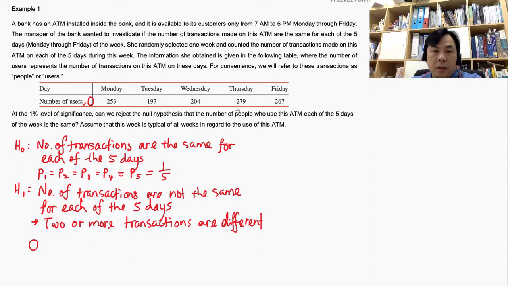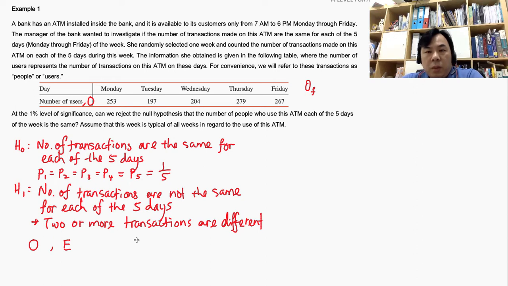Some textbooks prefer to write it as OF, like this. That is fine. That is the observed frequency. Or you just put it in as O, that should be fine. And then secondly, we need to determine the expected, the theoretical expected frequency.